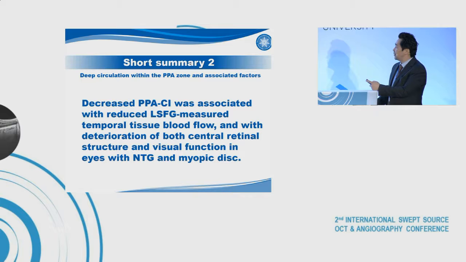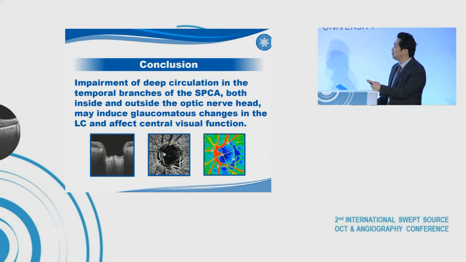So this is summary. Decrease in PPSCI was associated with reduced laser speckle flowgraphy measured temporal tissue blood flow and with deterioration of both central retinal structure and visual function in eyes with NTG and myopic disc. And this is the conclusion. Impaired deep circulation in the temporal branches of the SPCA, both inside, measured by laser speckle flowgraphy, and outside, measured by SS-OCT angiography, may induce glaucomatous changes in the lamina cribrosa and central visual function.